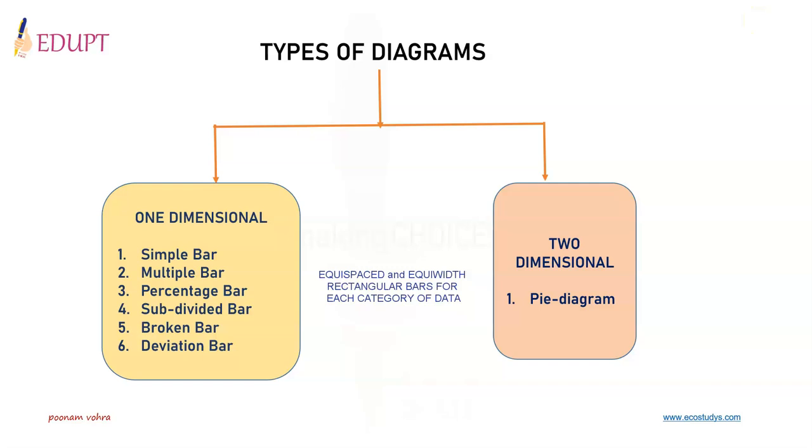Bar diagrams comprise a group of equi-spaced and equi-width rectangular bars for each class or category of data. These are further classified as simple bar diagrams, multiple bar diagrams, percentage bar, subdivided bar, broken bar, and deviation bar diagrams. We shall begin with simple bar diagram.